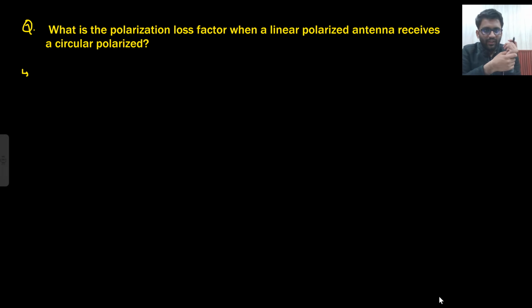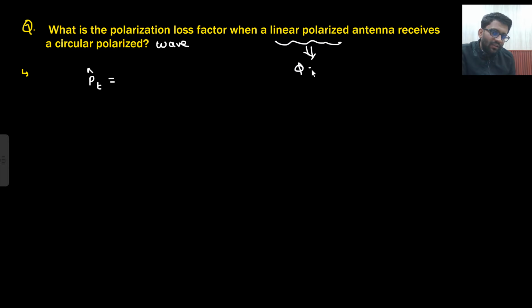Now what is the polarization loss factor when a linearly polarized antenna receives a circularly polarized wave? This should be written there. So what is my transmitted wave? You can write down PT or AT, it depends on you. So what is the direction of my transmitted wave? Any linearly polarized wave you need to take. In a linearly polarized wave, what is the condition? That your phase difference should be a multiple of pi. Do you remember this? It could be 0, pi, or 2 pi.